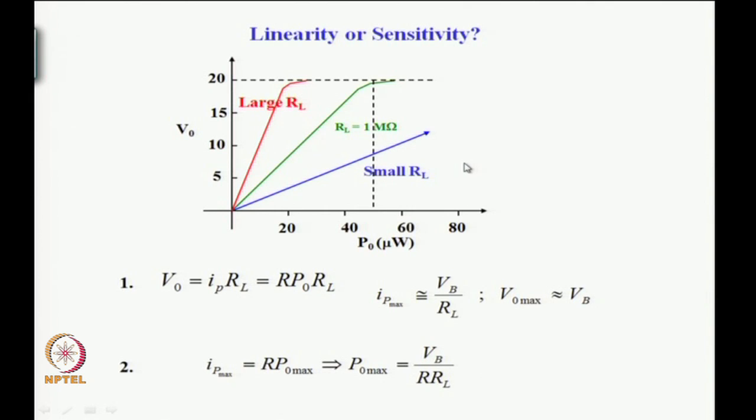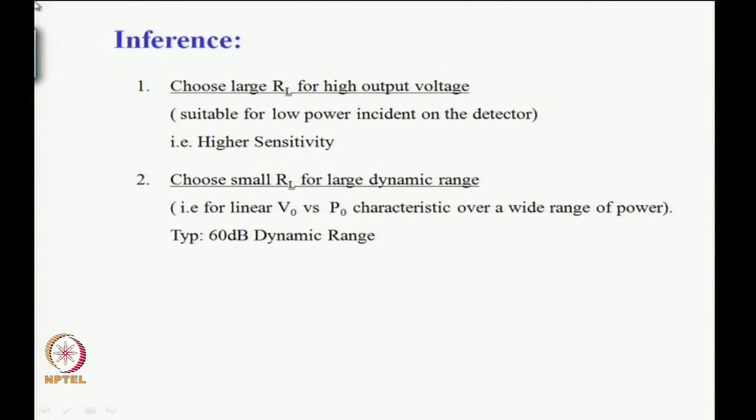And here is the summary that we had: choose large RL, the load resistance, for high output voltage, suitable for low power incident on the detector, that is higher sensitivity. However, choose small RL for large dynamic range, that is for linear output versus optical power input characteristics over a wide range of power. Typically 60-70 dB dynamic range is possible.